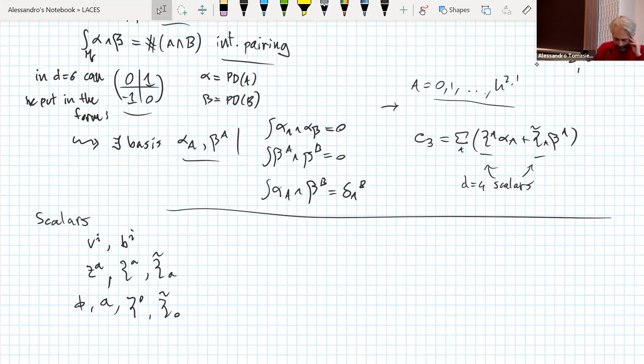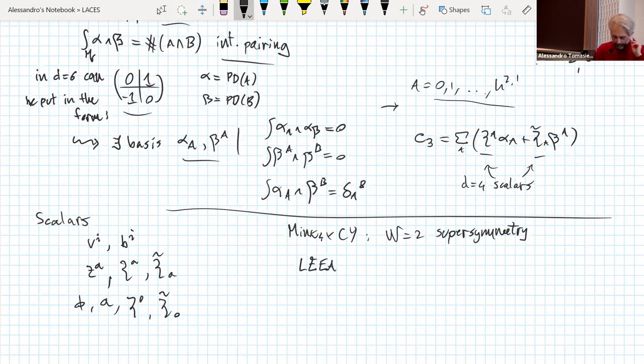All the vacua that we want to describe, these Calabi-Yau vacua, have n equal 2 supersymmetry. So then the low energy effective action should also have at least n equal 2 supersymmetry. It's an interesting question whether you can, in some situation, have a low energy effective action that even has more than n equal 2, but I don't want to touch it. Let's just be content with this amount.